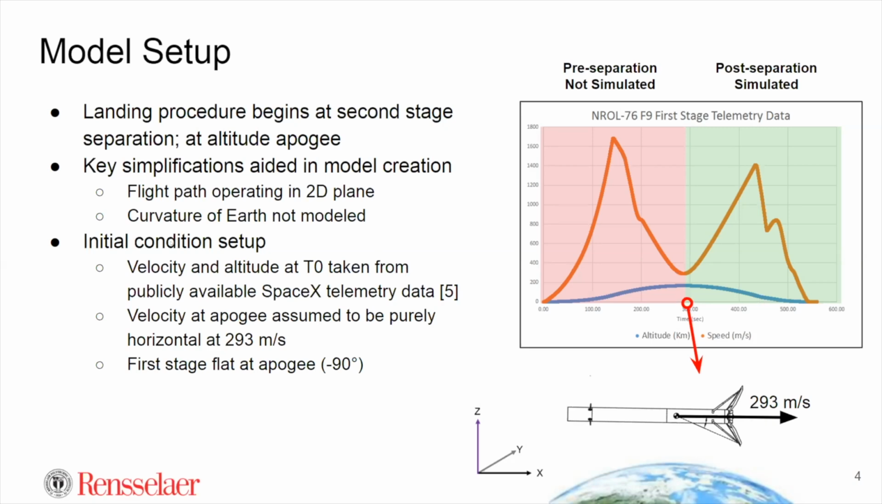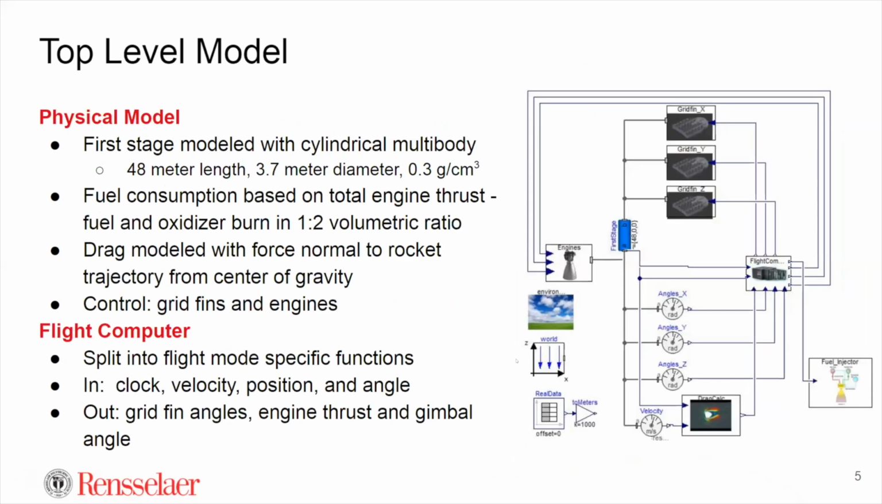To get the initial conditions for the simulation, I'm basically looking at stage separation, which happens at altitude apogee, or at the minimum velocity right here. And I'm assuming that all the velocity at this point is in the horizontal direction. So this is what the initial conditions would look like. You have this first stage that's perfectly flat, and all the velocity is pointing as an arrow off to the right at 293 meters per second. I'm calling this basically negative 90 degrees. It's flat. So let's go on to the top level Modelica model.